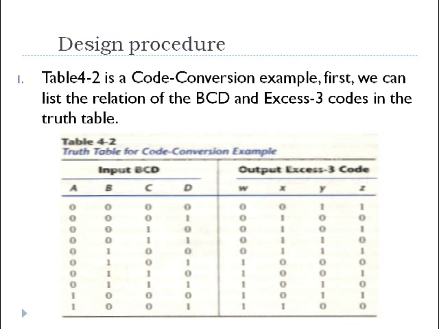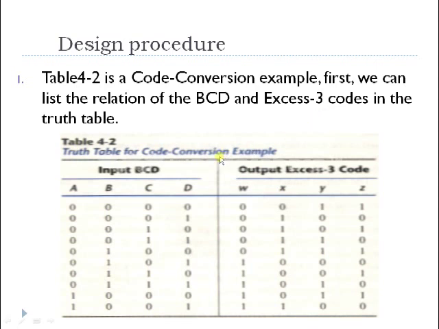So BCD is a representation used for representing any decimal digit with 4 binary bits. For example, if I want to represent the decimal digit 9, I represent it using 4 binary bits, that is 1001. So every decimal digit is represented using 4 bits in BCD. And X3 is nothing but if you add 3 to the resultant BCD, then you will get the X3 code.